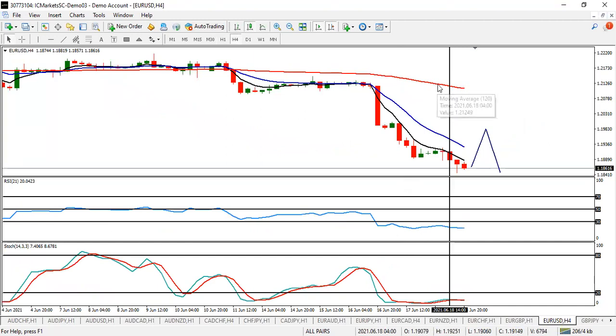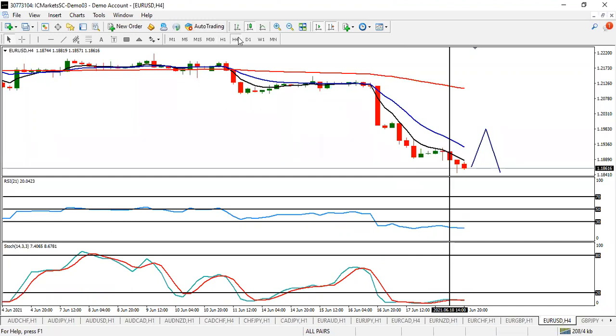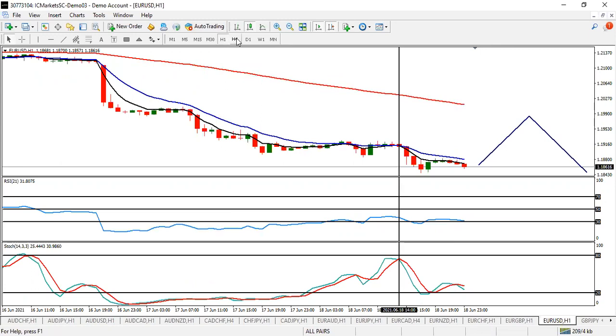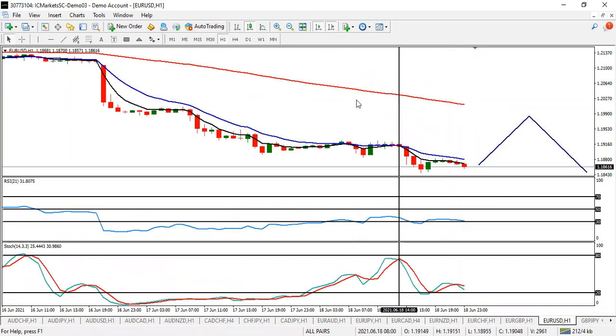So if H4 is different from H1, which is our entry time frame, it means there is no correlation between the two time frames. The two time frames do not agree on the same direction, so we want to avoid such a trade. I hope you understand. So the two time frames H1 and H4 must show us that price is going down. If H4 says price is going up, where we have the two moving averages and the price above the 120 moving average on H4, and H1 is saying that it's going down, it means both time frames do not agree. We have to stay away.